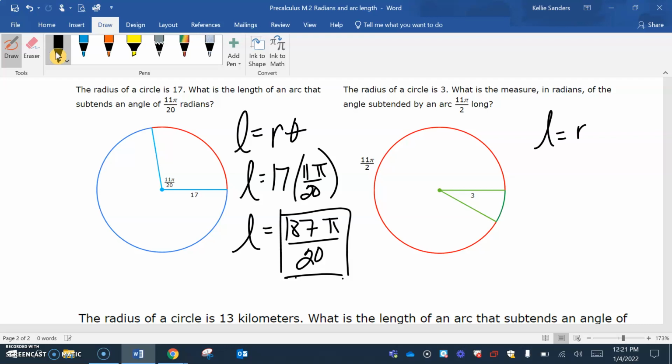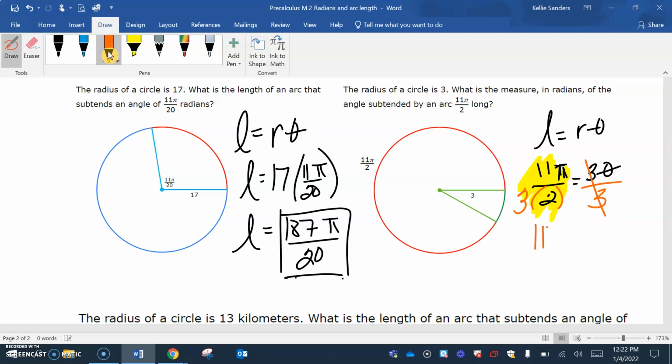Okay. L equals R theta. Our L is 11 pi over 2. Our R is 3. We're looking for the angle. Now, how would we solve this for theta? We would divide by 3. If we divide by 3, and on this side, we already have a fraction, then all you're going to do is multiply the bottom by 3, which is dividing the fraction by 3. So those will cancel out. Nothing happens on top, which is 11 pi, and 3 times 2 is 6.